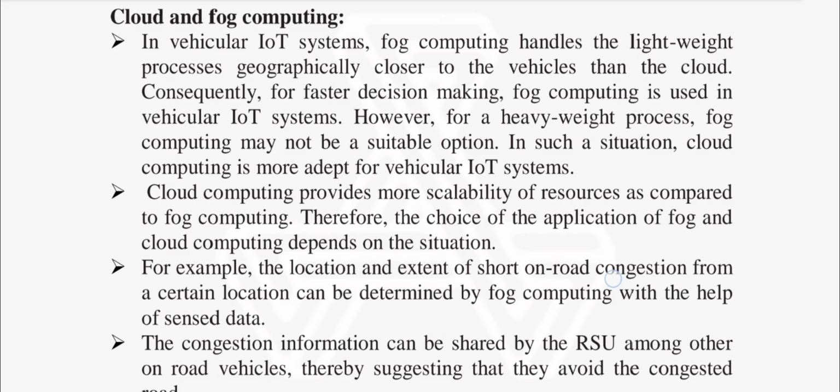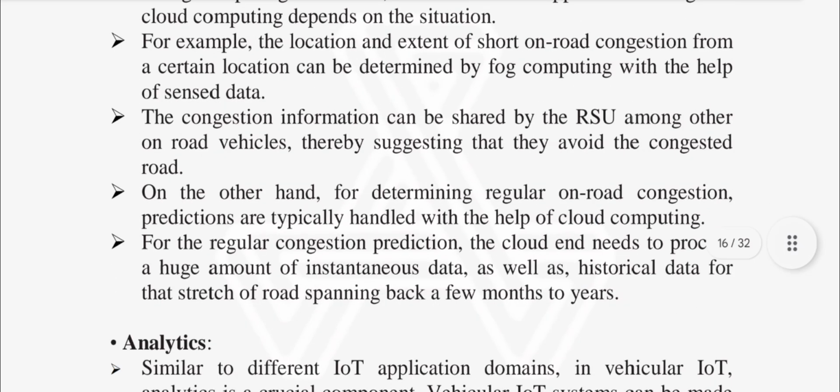For example, the location and extent of short-term road congestion from a certain location can be determined by fog computing. With the help of sensor data, congestion information can be shared by the RSU among other on-road vehicles, thereby suggesting that they avoid the congested roads. On the other hand, for determining regular on-road congestion, predictions are typically handled with the help of cloud computing. For the regular congestion prediction, the cloud end needs to access a huge amount of instantaneous data as well as historical data for the stretch of road spanning back a few months or 2 years.